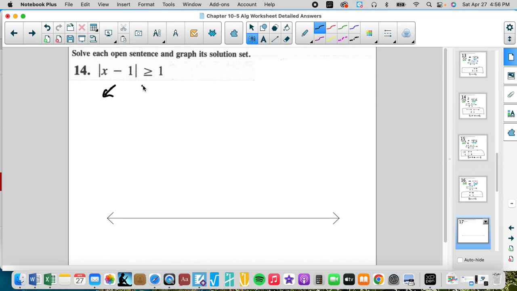Let's write two statements. X minus 1 is greater than or equal to 1. That's greater than, so it's going to be an or. X minus 1 is less than or equal to negative 1.